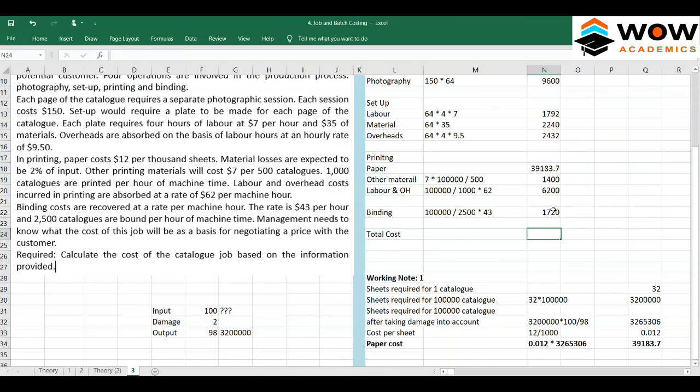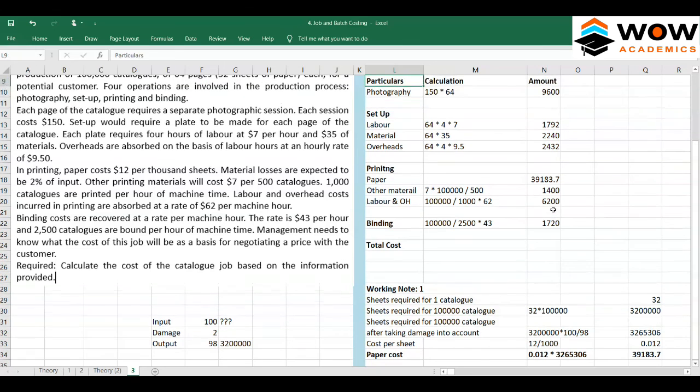So this is the total cost. Let's first put the headings in bold. Okay, headings have been put in bold. Let's get the total cost. Okay, so this is the total cost. If you have used any working note, you have to make reference to that working note. So you have to put it like this: working note number 1 has been taken and used here. Okay, you have to put that.